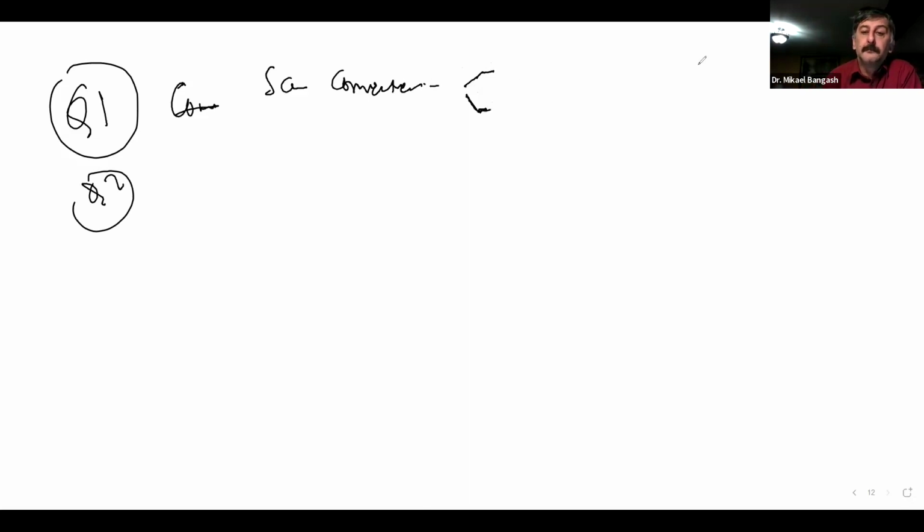Question number 2: what were the 2 types of scan converters that we could have? Digital to analog and analog to digital. Exactly.